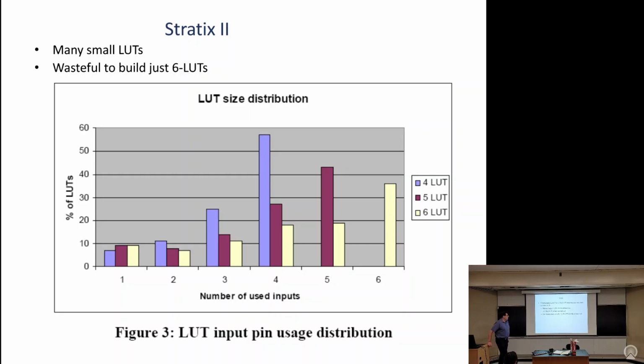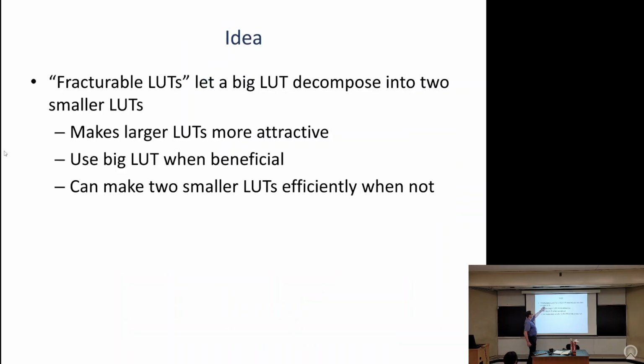So the fracturable LUT idea is to take a big LUT and be able to decompose it into 2 smaller LUTs, to make these larger LUTs essentially more efficient. So we can use it as a 6 LUT when that turns out to be a good idea. Sometimes it's a good idea just for area; it captures a ton of logic. Often it's a good idea for delay, since you get fewer things in the critical path. But when we don't want to use it as a big 6 LUT, we want to be able to efficiently make 2 smaller LUTs.